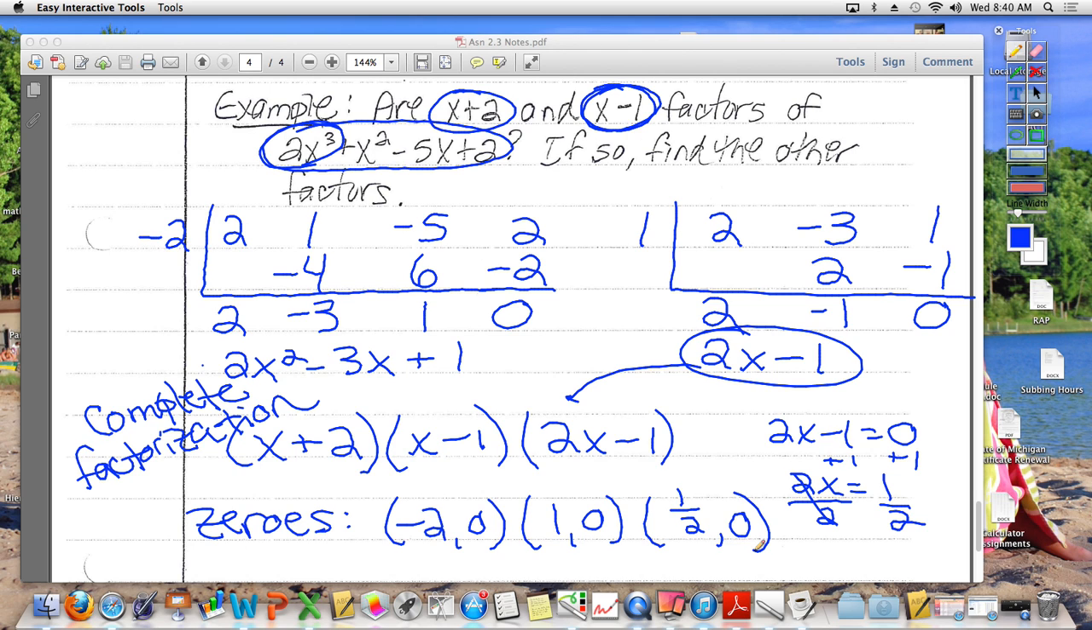So today, synthetic division, easy. But then it's all the other little things that you're going to have to figure out as you go, using some synthetic division.